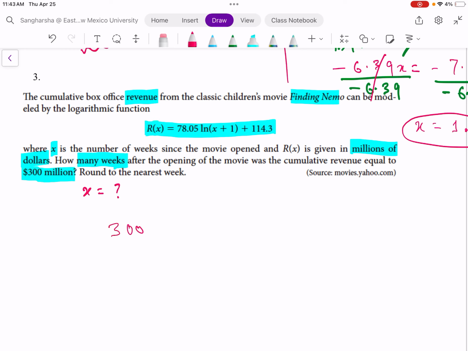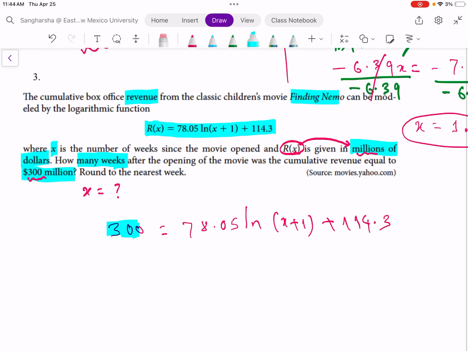So you are not writing the millions. You are only writing 300 because our r of x is already defined as millions of dollars. So you're going to write 300 equals 78.05 ln of x plus 1 plus 114.3. So you substitute 300 for r of x and you solve this equation. This is our log equation.